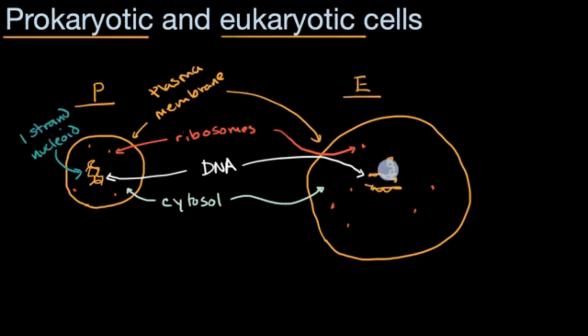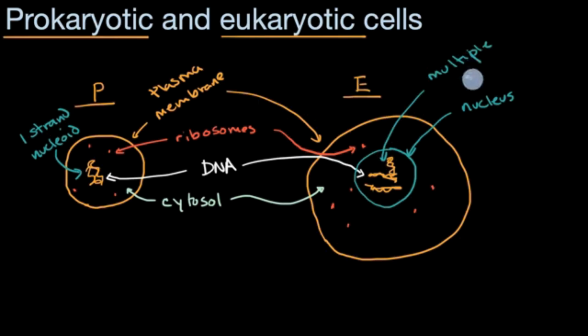And when we're talking about eukaryotic cells, you're talking about multiple strands, and they are inside what's called an organelle that itself has a membrane. And that organelle is called a nucleus. Nucleus. And then let me write also multiple strands, typically multiple strands of DNA.